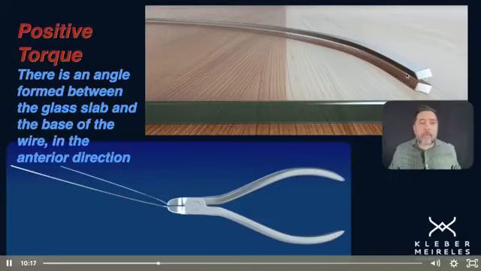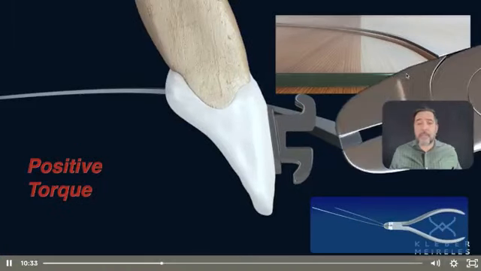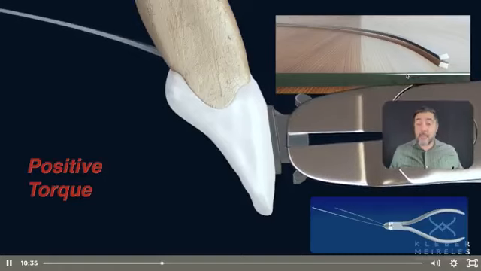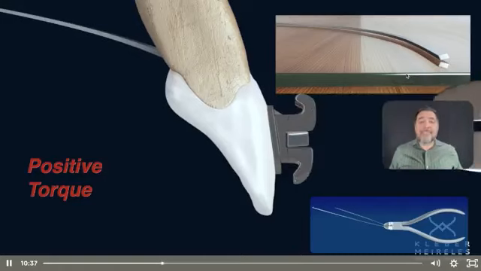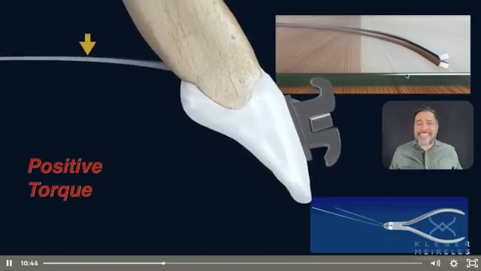So there is an angle formed; in the previous example it was towards the center. It is now going in the anterior direction. So now we have a real positive torque. And again, this is positive for the upper arch because we know that when we insert this wire this way in the upper arch, it tends to give the upper anterior teeth a positive crown inclination and a negative root inclination.